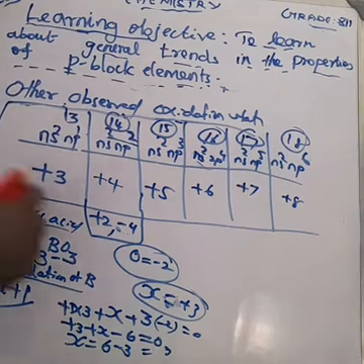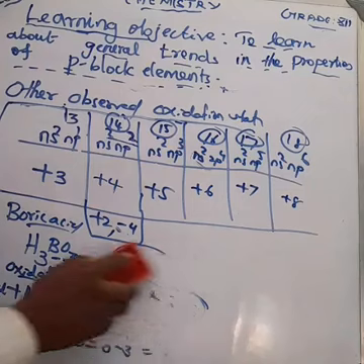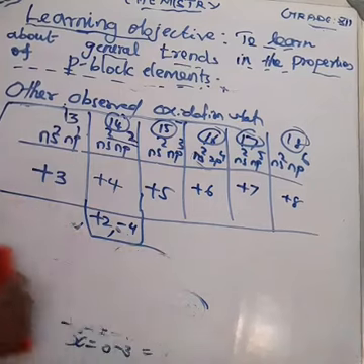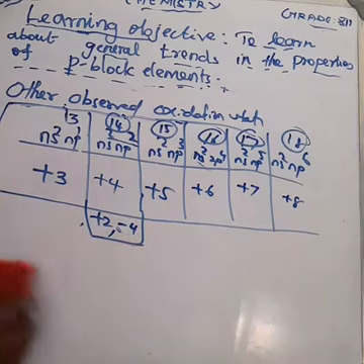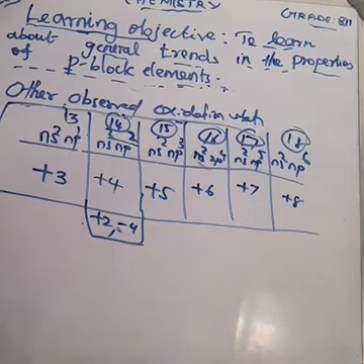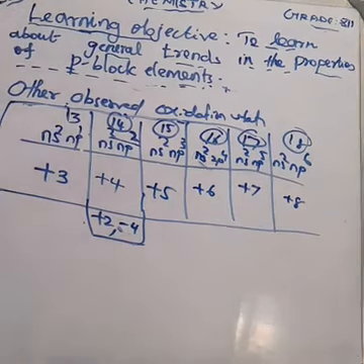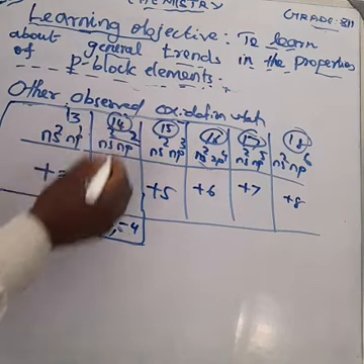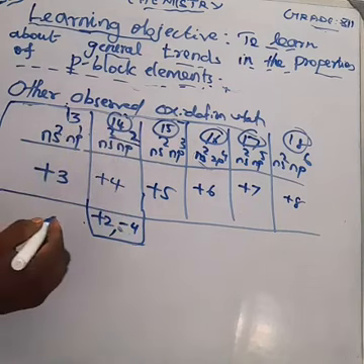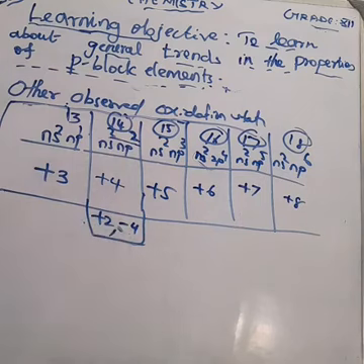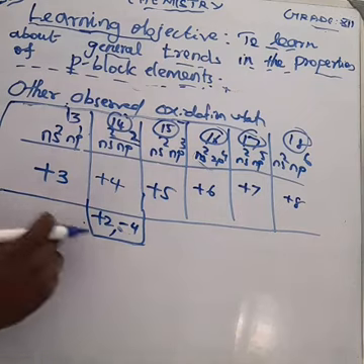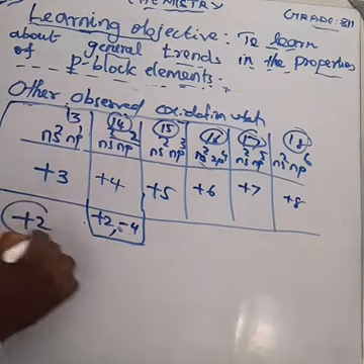So here the group number 13 highest oxidation state is plus 3. Can you understand, my dear children? Next, we can do it one by one. About the 14th group, the other observed oxidation states they have, I am taking plus 2 and minus 4. Am I right? First I am going to write about the plus 2 oxidation state.